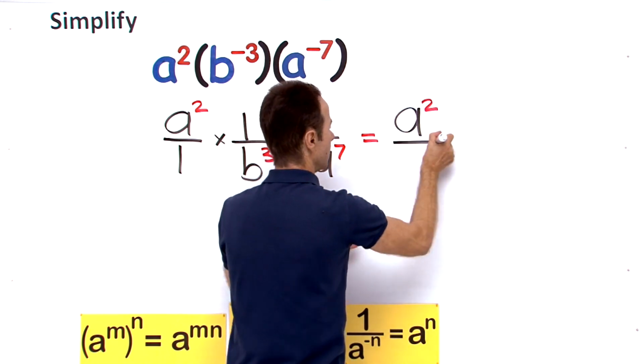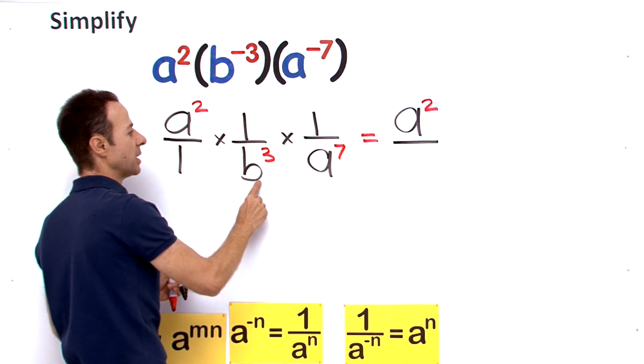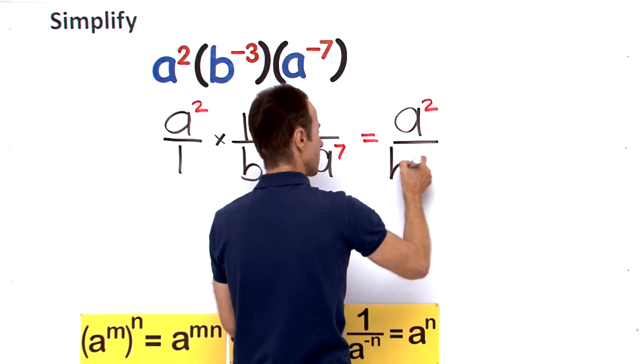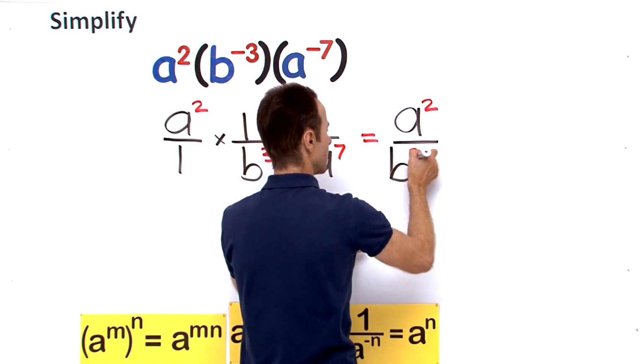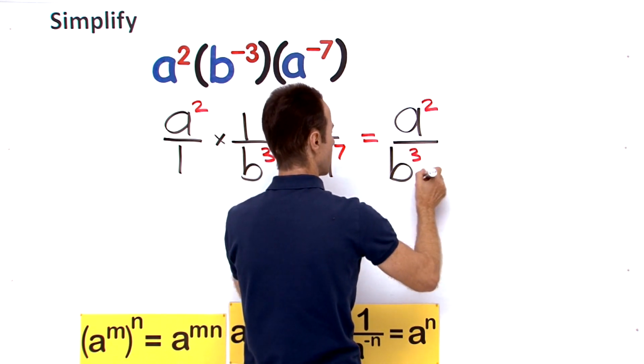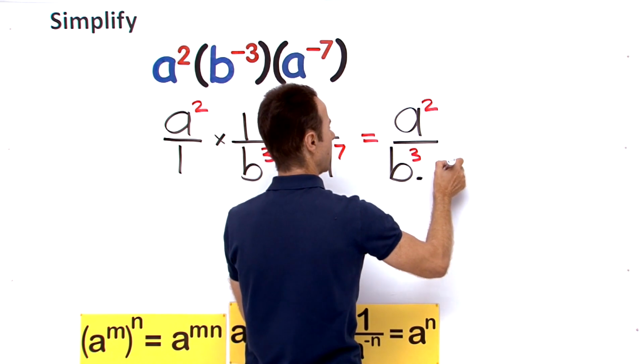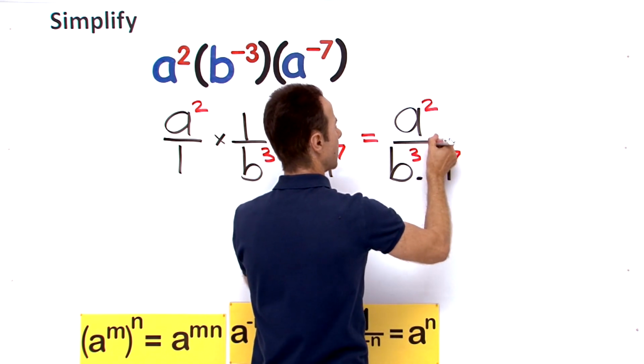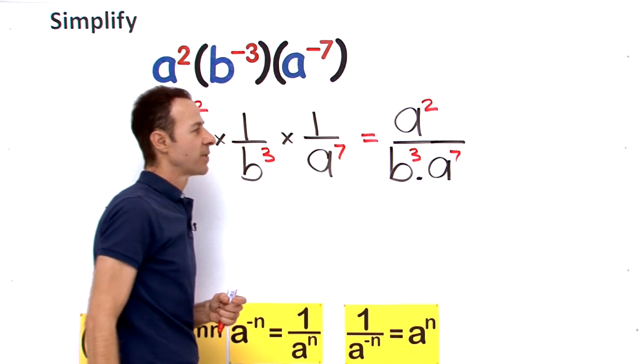All over. Down below, 1 times b cubed times a to the 7. So that's going to be b cubed times a to the 7.